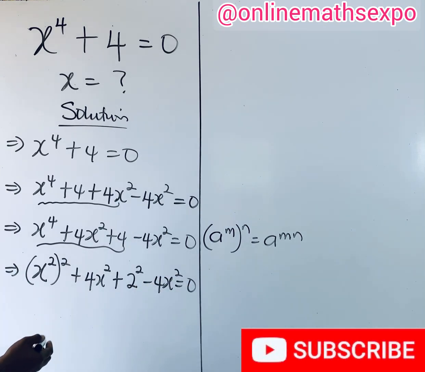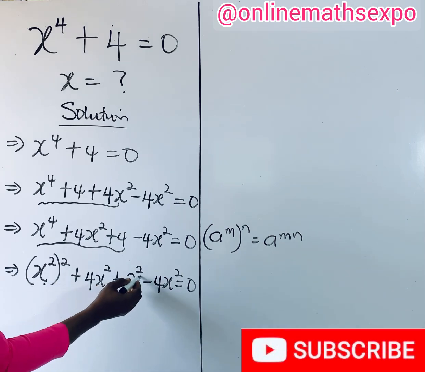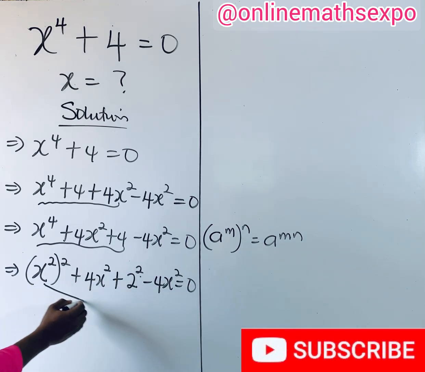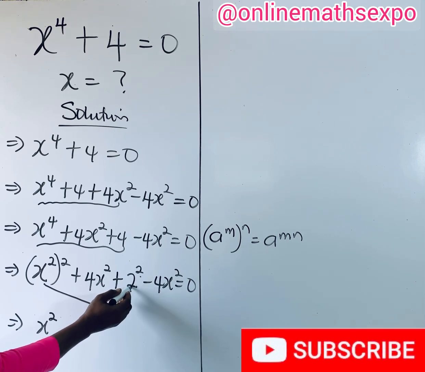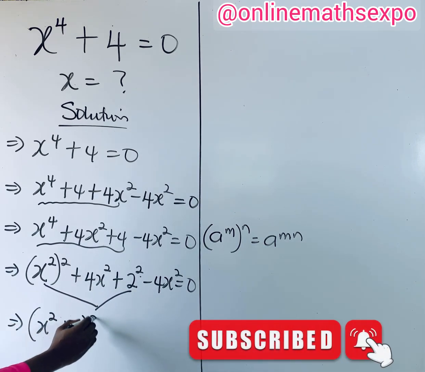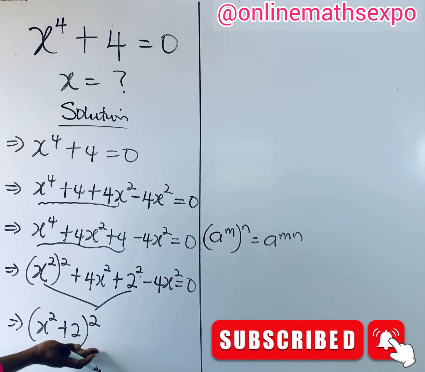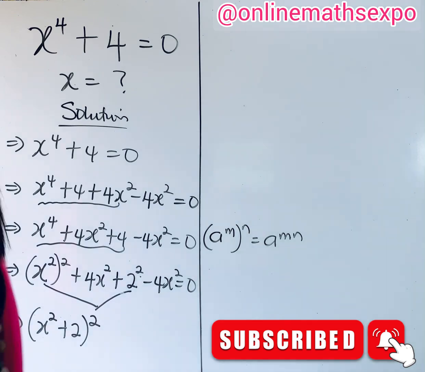Now, to form a perfect square, we use these two. So we're having x squared, then take 2, and it will be raised to the power of 2. Now let's see if we expand this, is it going to give us this value? Let me show you how to do that.